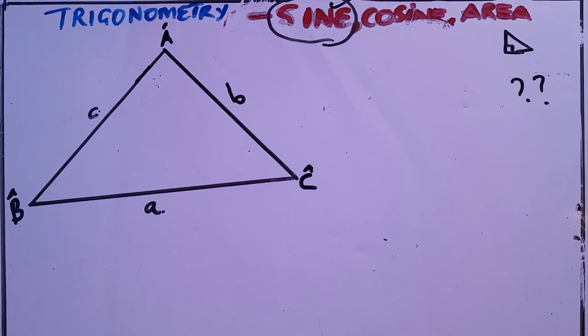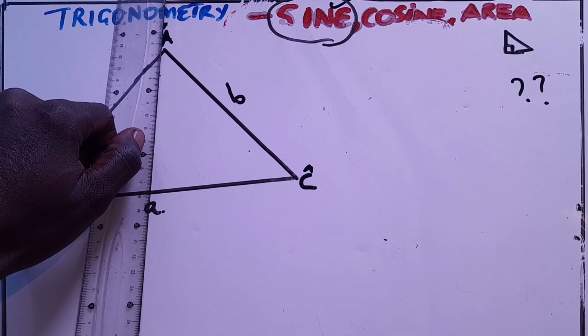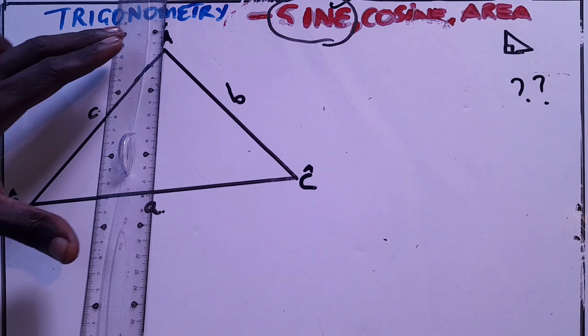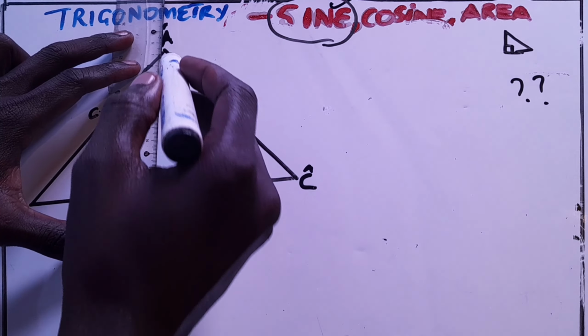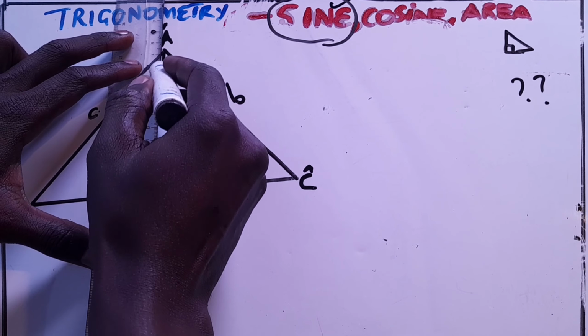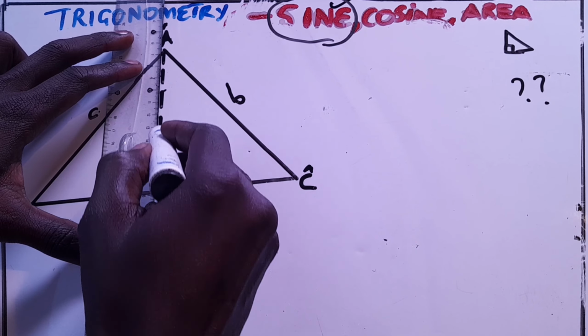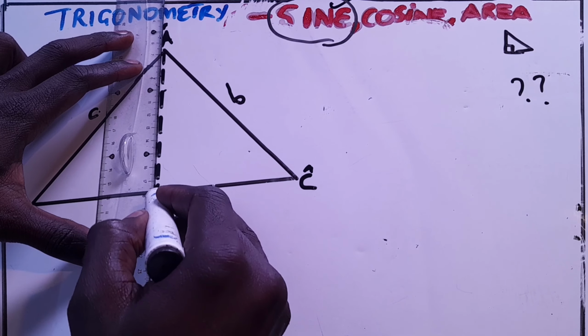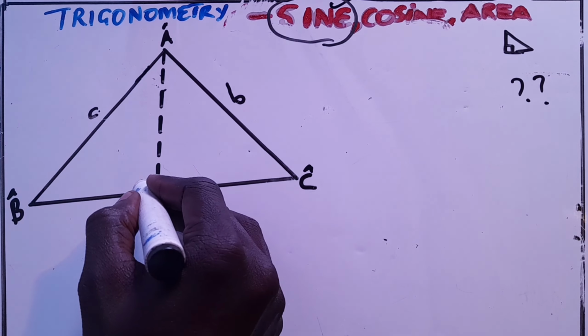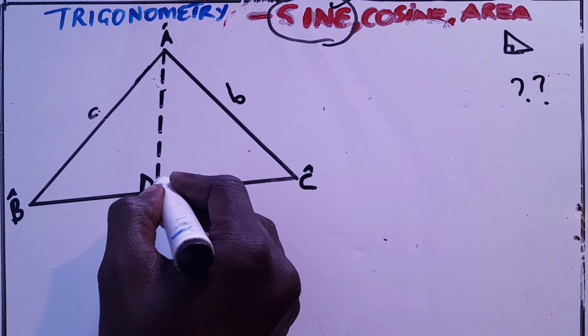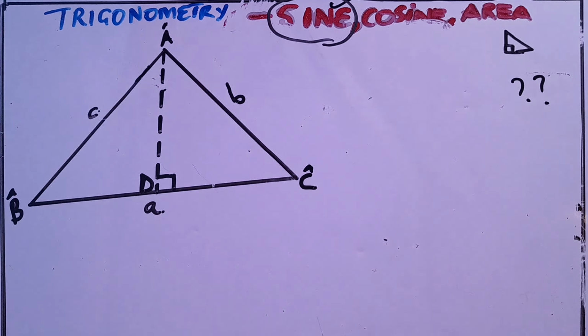So we can construct a height that is perpendicular, drawn from angle A to side A, perpendicular to it, right? Let's say we're having point D there, perpendicular like that. So this is how you can prove this rule. Okay, so let's get straight to it.